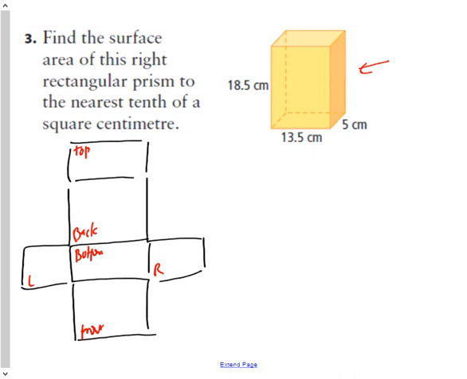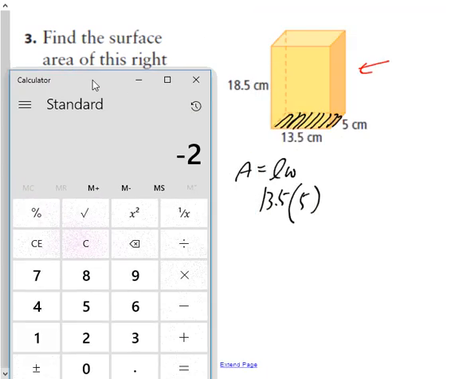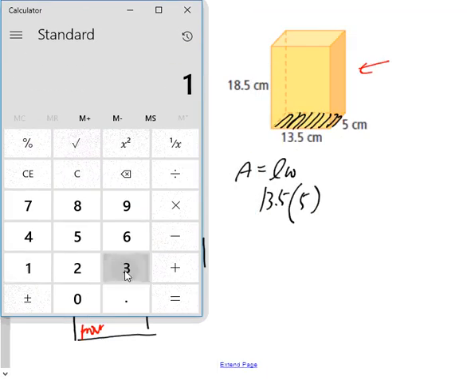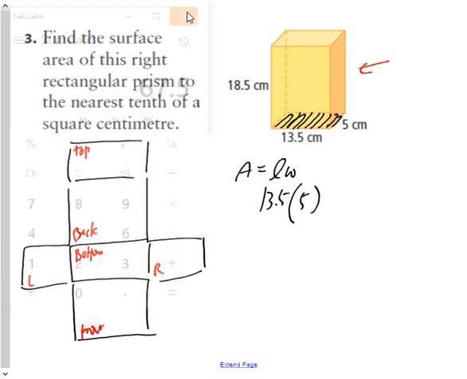Because every face of a rectangular prism is a rectangle, the formula used to calculate the area of each face will be length multiplied by width. Starting with the bottom face, its dimensions are 13.5 by 5. So area equals length times width, 13.5 times 5. On the calculator, 13.5 multiplied by 5 is 67.5.